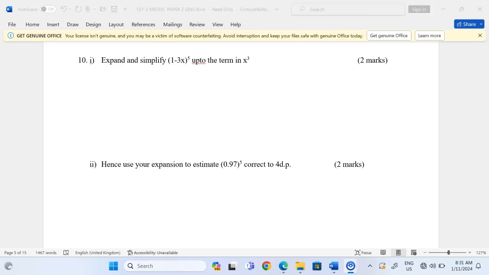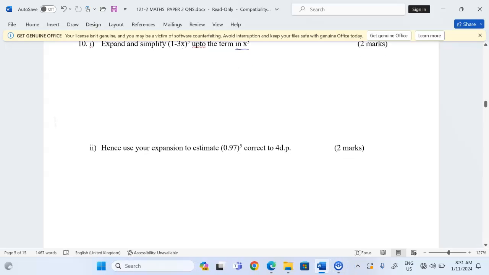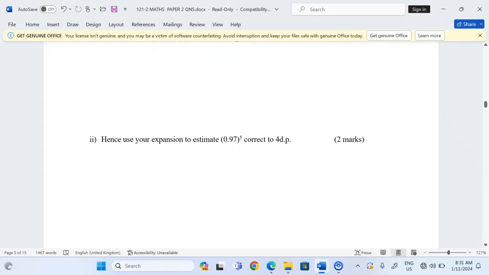We're going to discuss binomial expressions and expansions in number 10. Part A: expand and simplify (1 - 3x)^5 up to the term in x^3. Then in part B, we are going to use our expansion to estimate 0.97^5 correct to 4 decimal places.